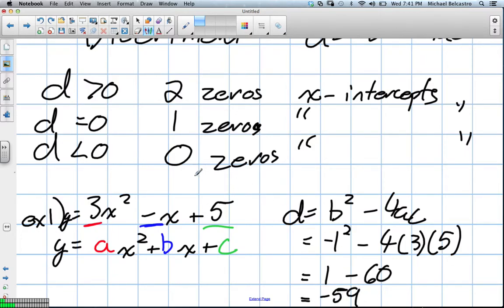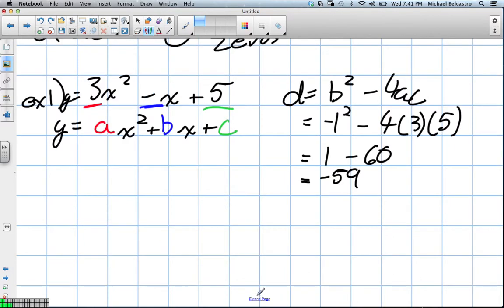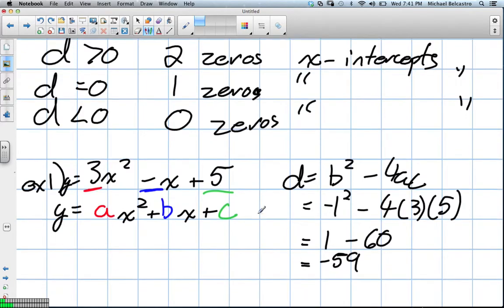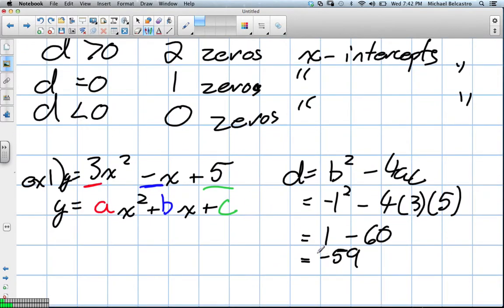With that number, what information do we know? That it is greater than 0. Well, actually, wait, no, it's less than 0. So how many x-intercepts or zeros are there? 0. So what they're saying is if we have a parabola like this. This one's a positive, so it opens up. The vertex is above the x-axis, so there's no x-intercepts in this question.